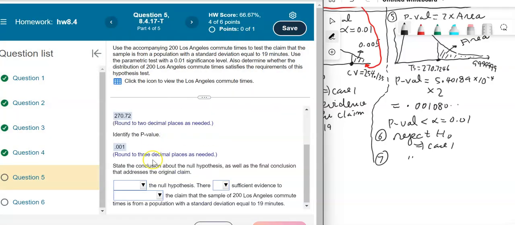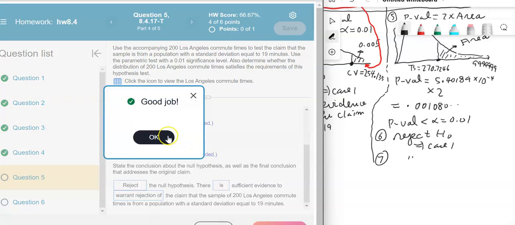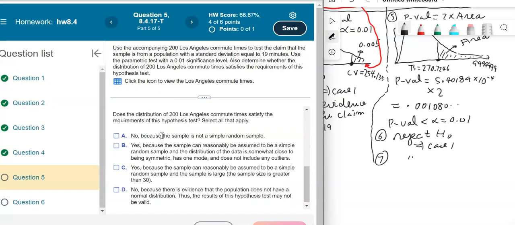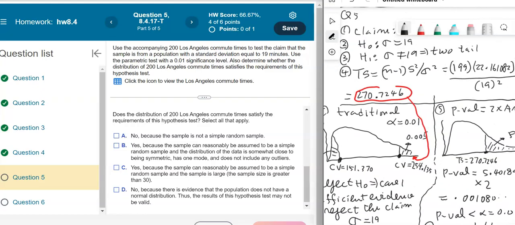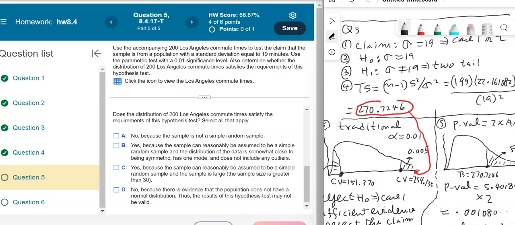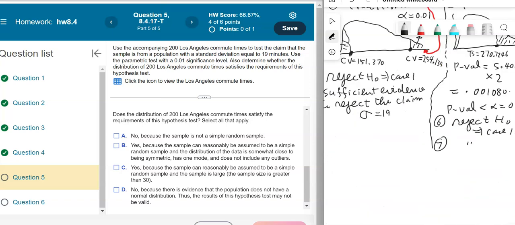Okay, and then what do you do? You reject the null hypothesis. This is case 1, so there is sufficient evidence to reject the claim. Now, reject the claim of what? Well, the standard deviation is equal to 19, but that's not true. Okay, so does the 200 commute times satisfy the requirement of this one?